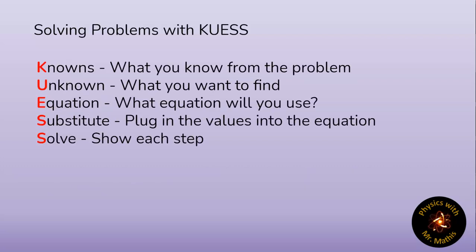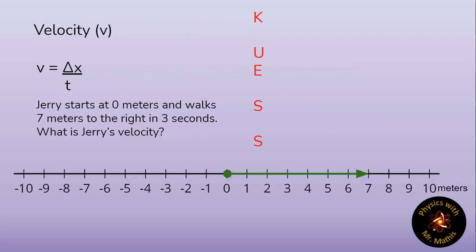For this problem, we're going to use the QUES system. Remember, QUES stands for knowns, unknown, equation, substitute, and solve. In our problem, we have several knowns. We see that Jerry moves 7 meters from 0 to 7 meters on the number line, and we know that it takes him 3 seconds to do it. Those are both known values from the problem.